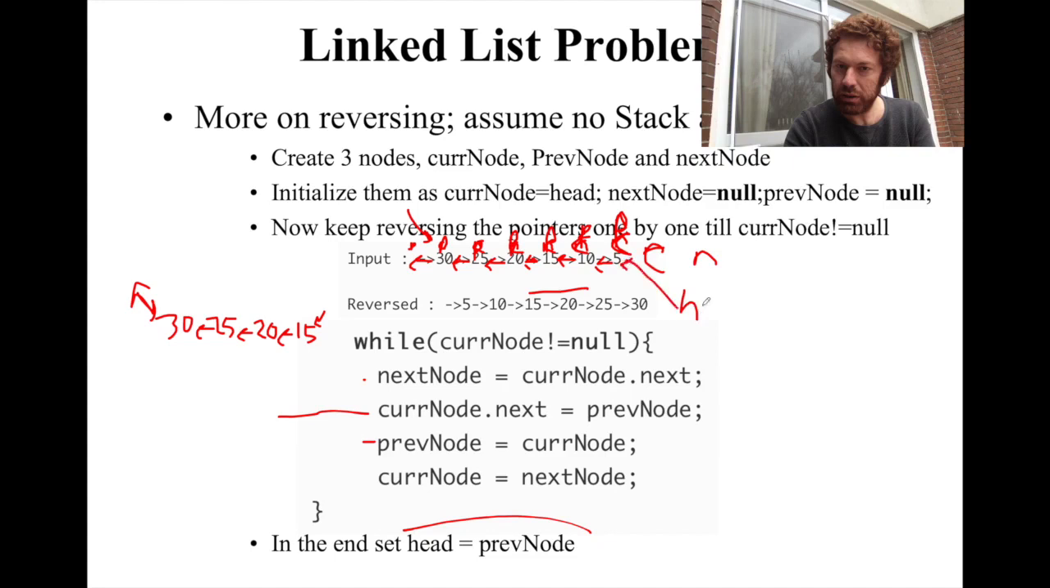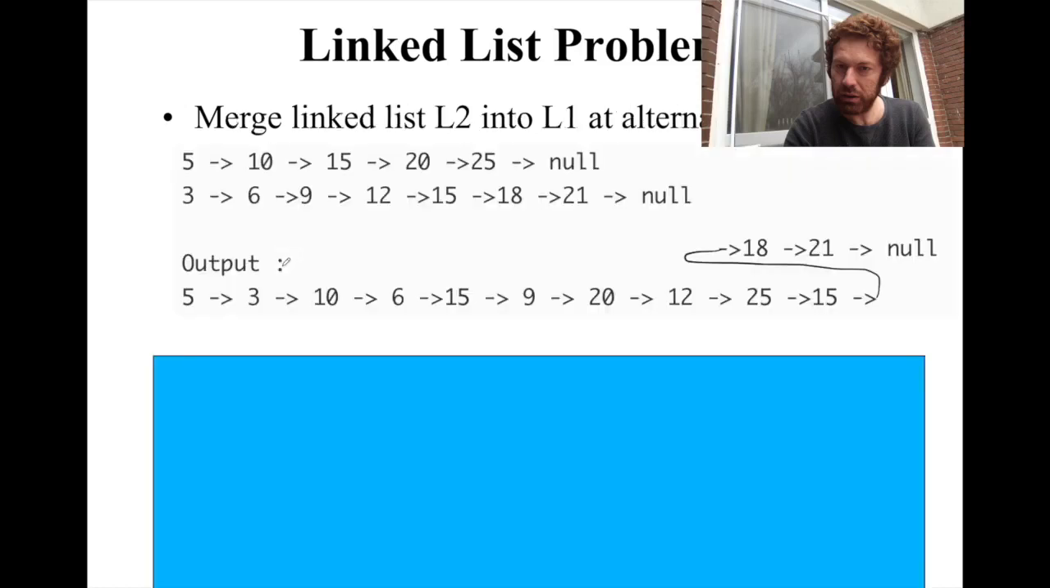Now see it from right to left: head 5, 10, 15, and so on, and read it the traditional way, head 5, 10, 15, and so on. So this is a useful, nice practice that helps you play with pointers to reverse the linked list.